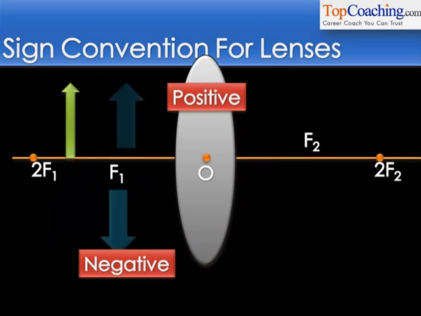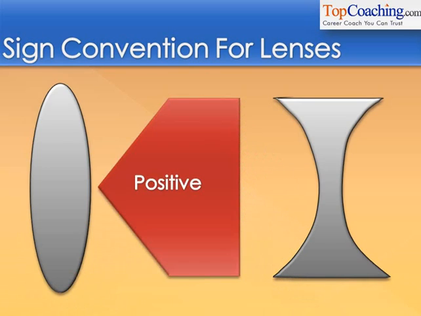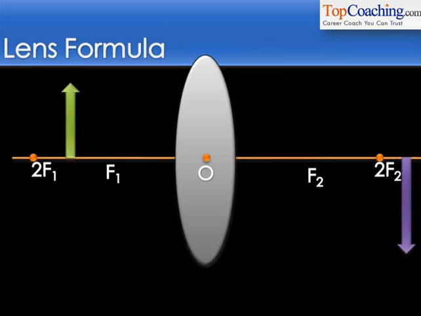Another important sign convention in the case of lenses is that the focal length of a convex lens is always taken to be positive, while the focal length of a concave lens is always taken to be negative. Understood? So this is another important extra fact in the case of lenses that we did not study in the case of mirrors, the fact that the convex lens focal length is always positive. So there you go. We've just revised the sign convention in the case of lenses.